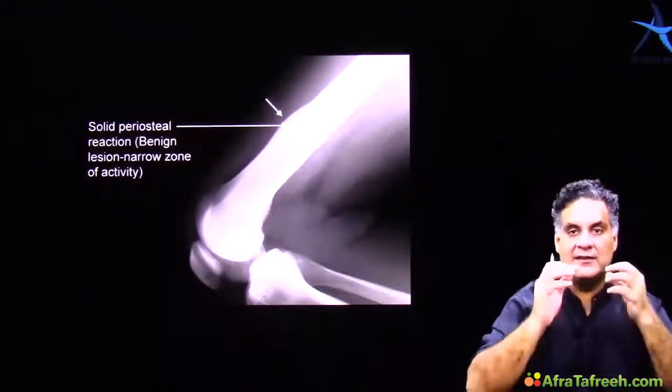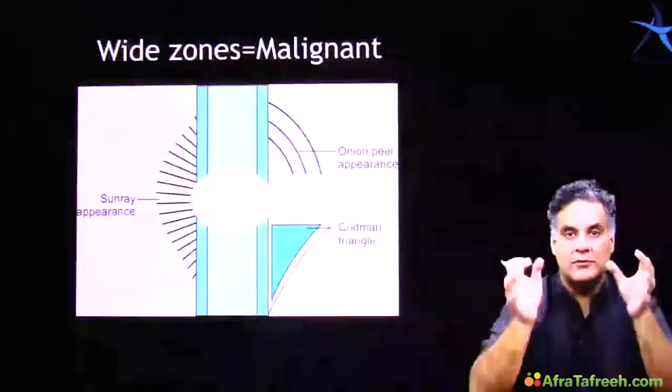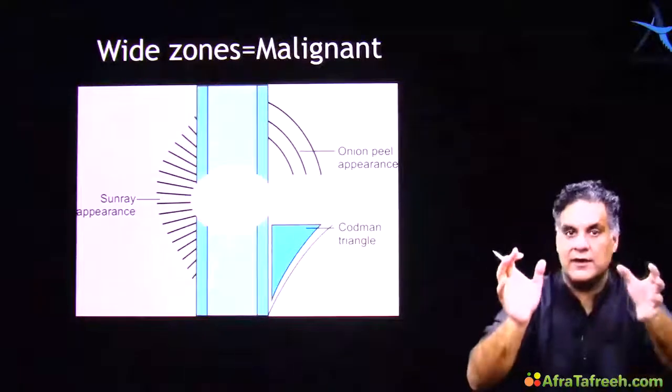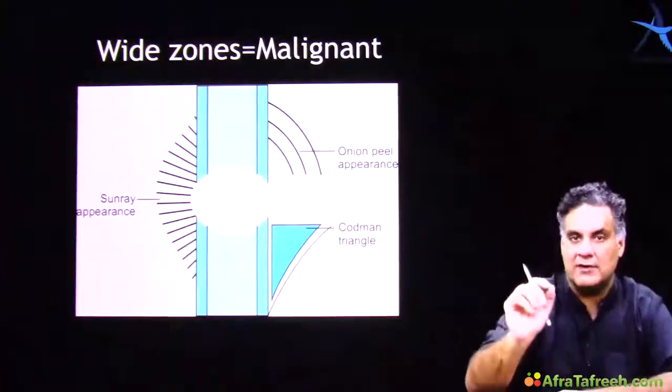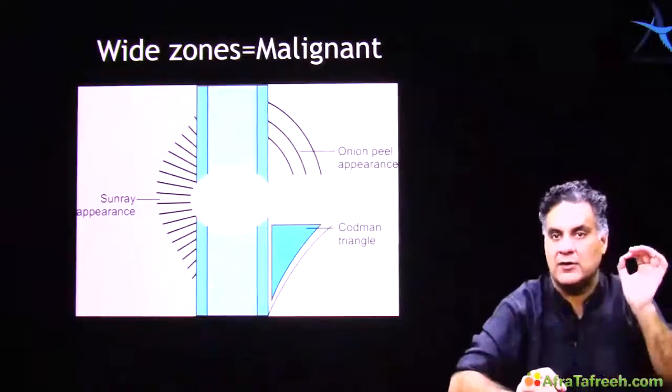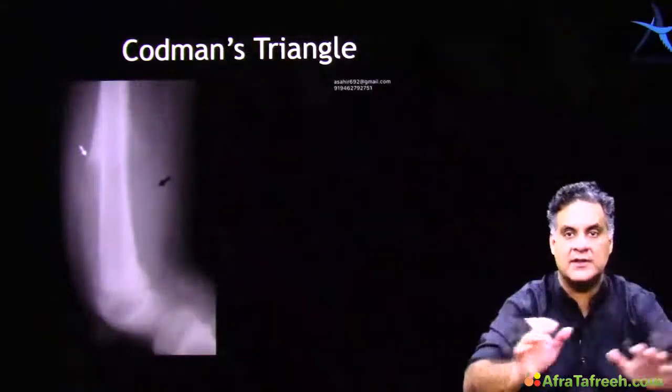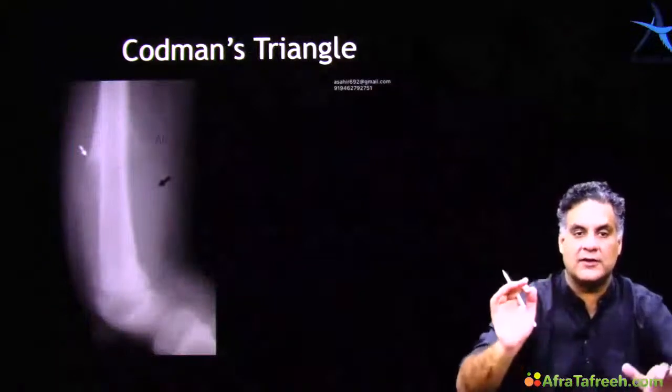But if the disease is aggressive or more chronic, you can have rays coming out called the sun ray appearance. You can have multiple layers over it called the onion peel appearance, or you can have a triangular piece underneath the periosteum called Codman's triangle. So this is a Codman's triangle, which can be seen in any malignant lesion, any chronic process, but usually osteosarcoma.